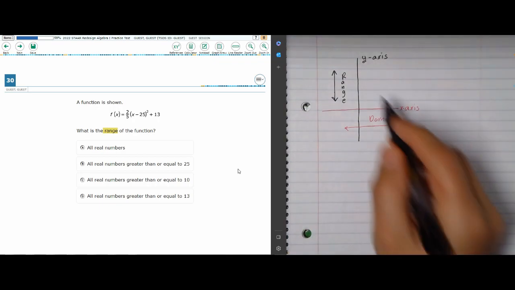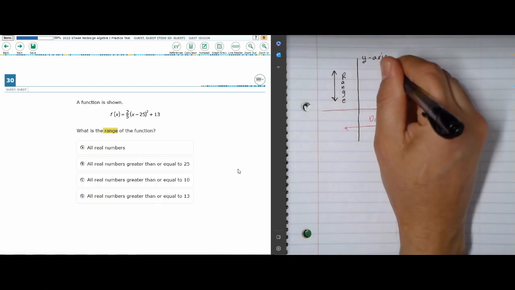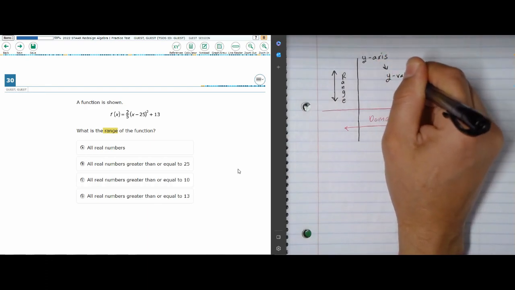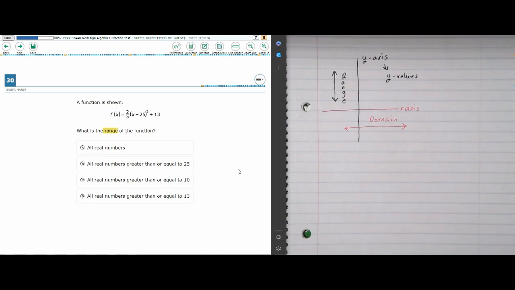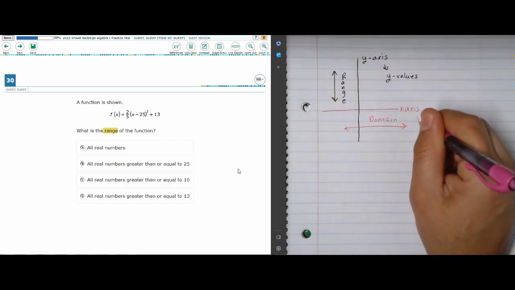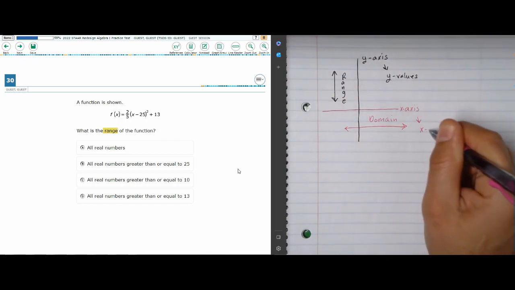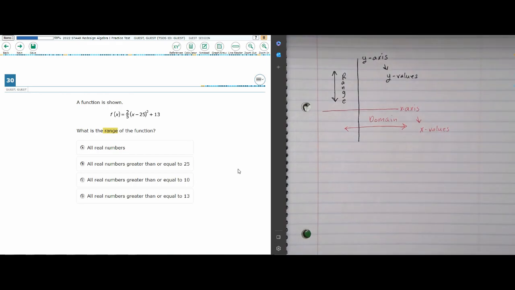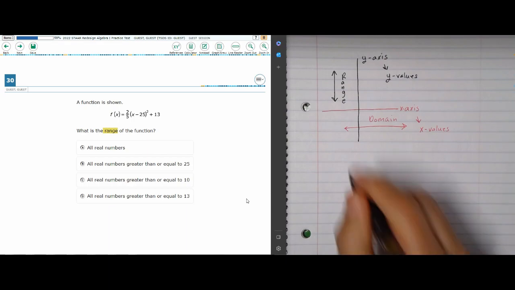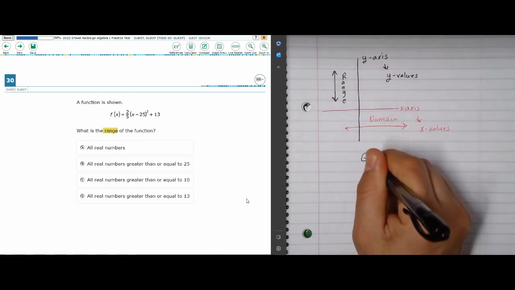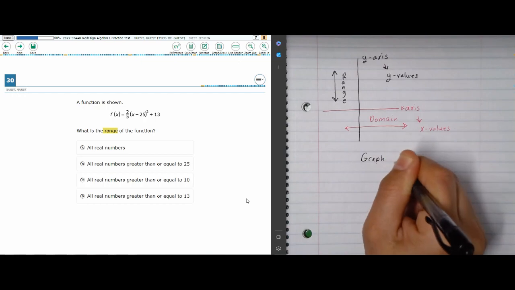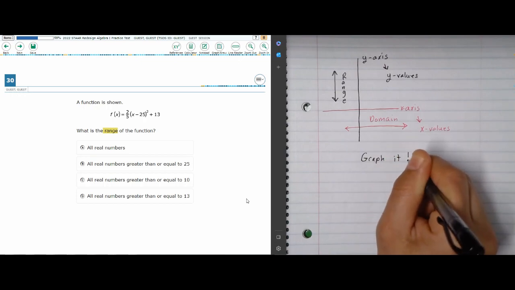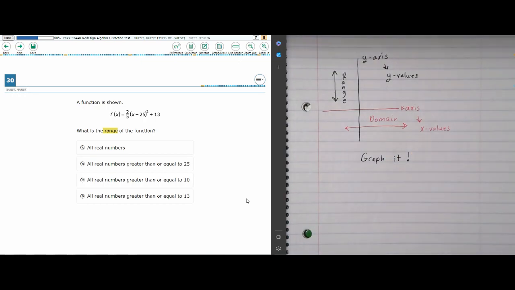When we talk about the y-axis, we're talking about y values. So range is all about the y values. When we talk about the x-axis, we're talking about our x values. So domain is all about the x values. Now I think when we have something like this where all they've done is give us a function, what we need to do is put that in a calculator and graph it so that we can see what it looks like, and then we can make a determination on what its range is. So I'm going to write right here, you want to graph it. So let's get our calculator and let's graph this function.